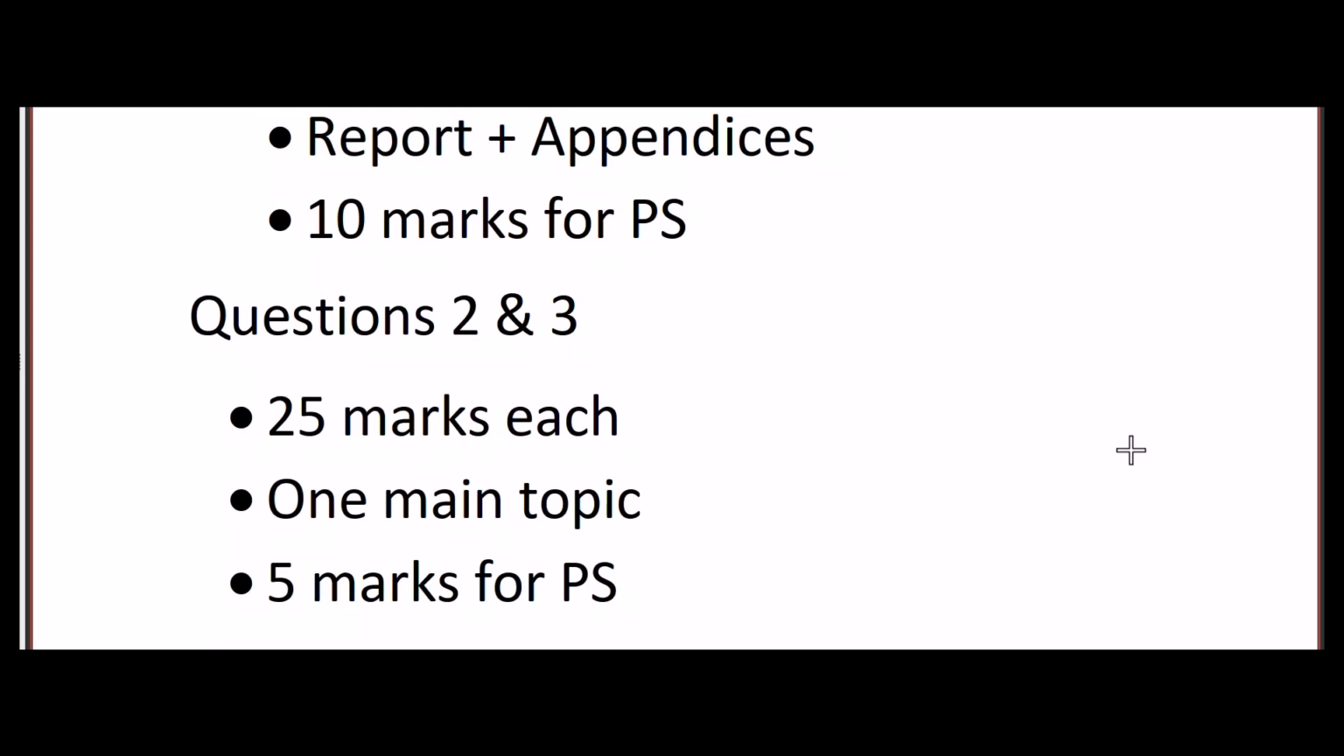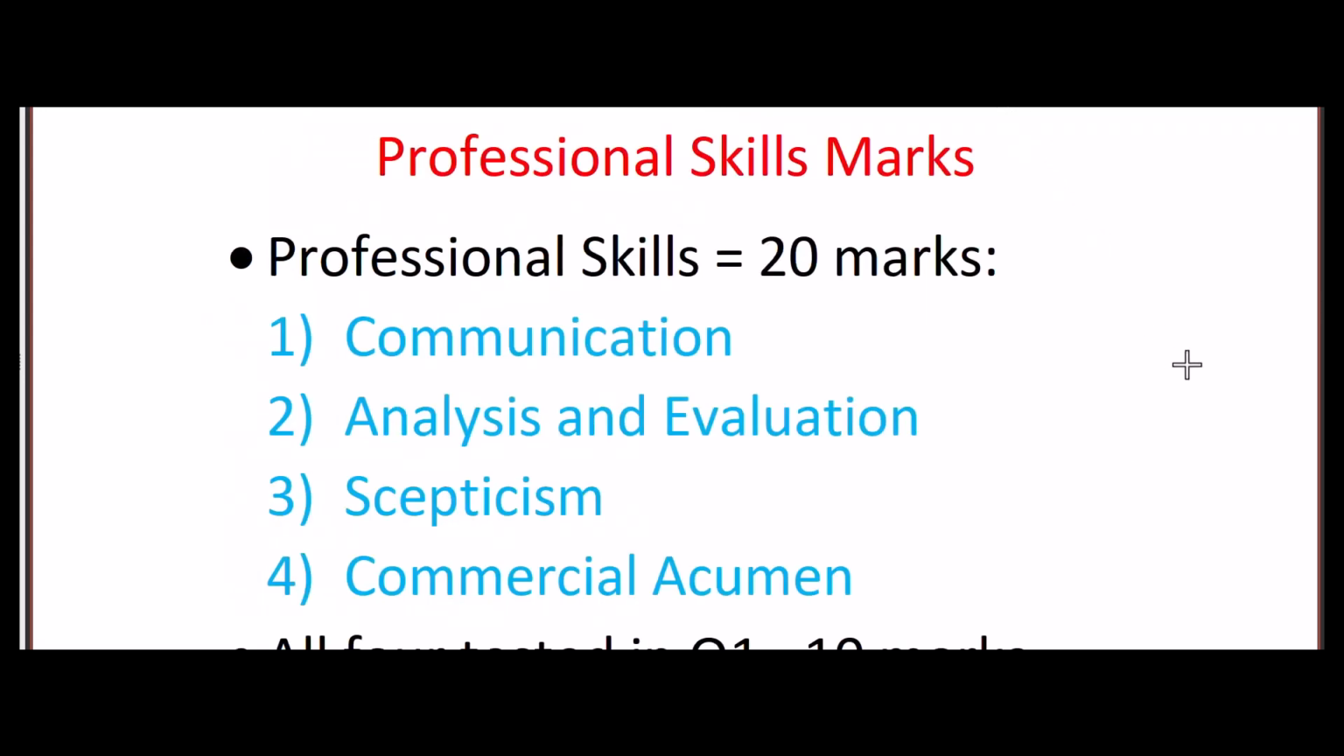Now, I mentioned professional skills. Let's look at how professional skills are being tested in AFM. Professional skills came into play from September 2022, and at the time of recording this video presentation, we have seen two examination papers so far, one of them published, one only recently sat by the students, which contain the professional skills marks. So, professional skills are worth 20 marks in AFM, split between communication, analysis and evaluation, skepticism, and commercial acumen.